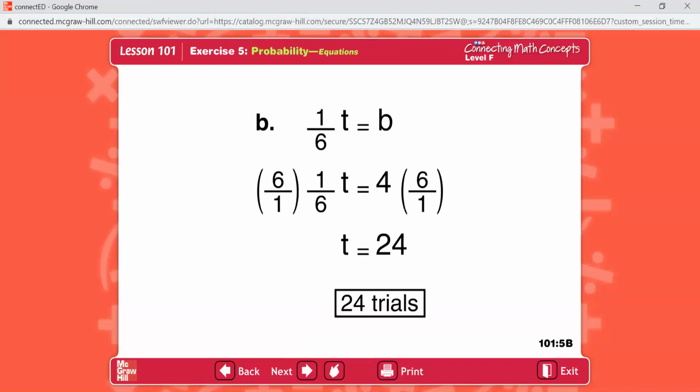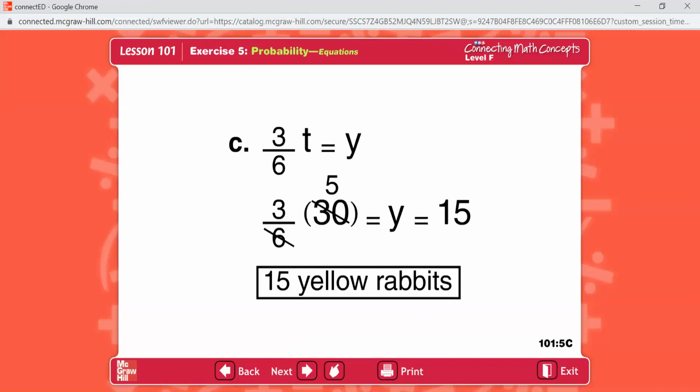Problem C, how many yellow rabbits would you expect to pull out if you took 30 trials? Pause the video now to work the problem. You should have 15 yellow rabbits. This is how your work should show.